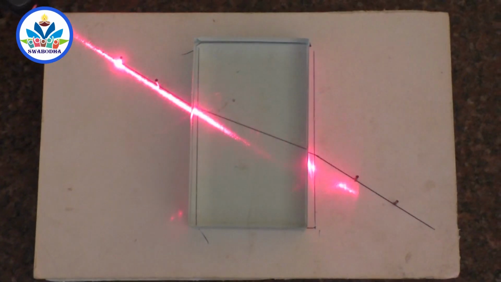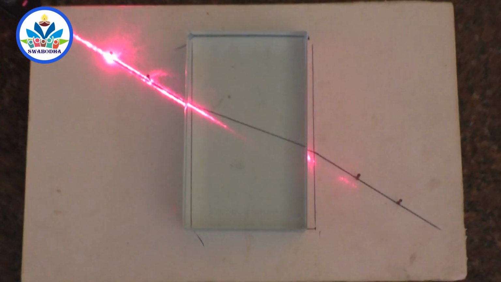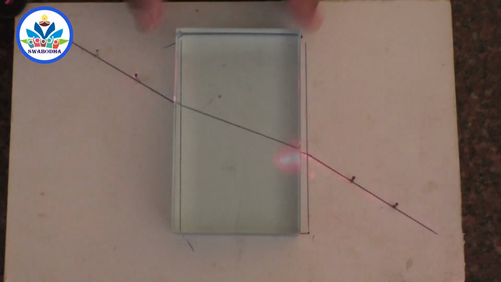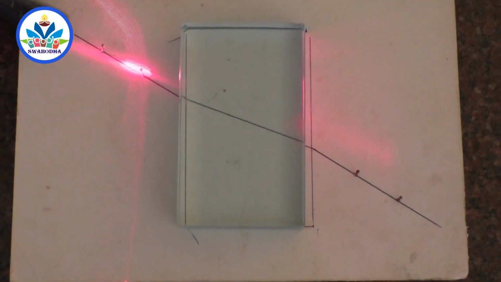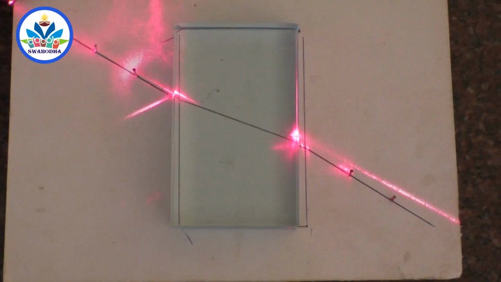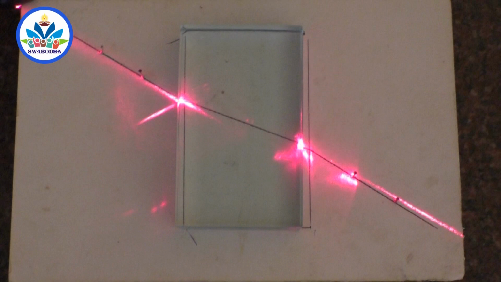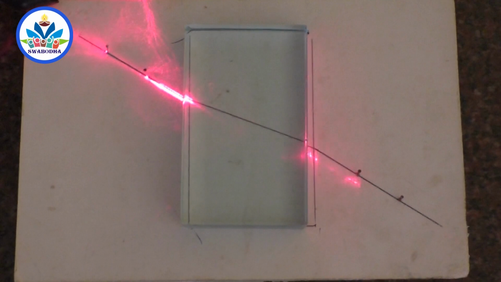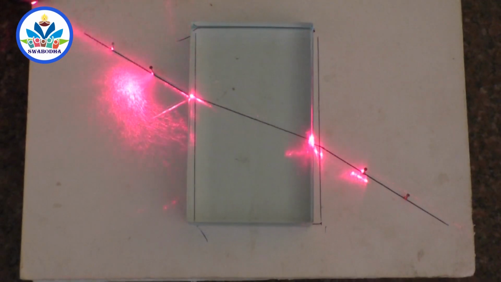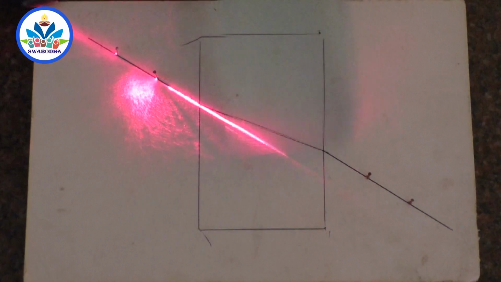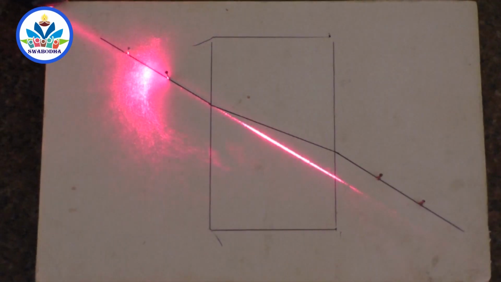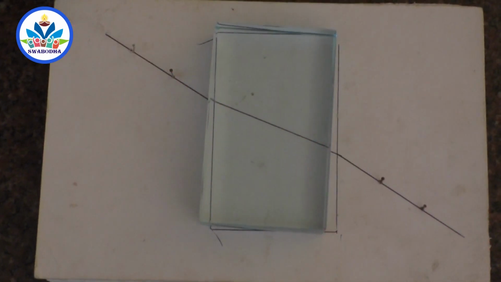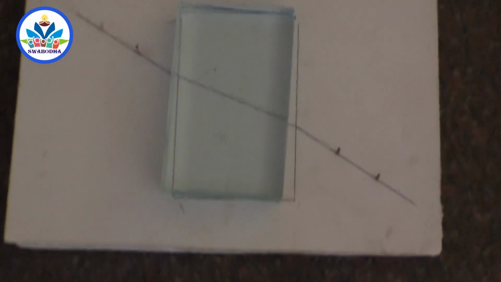Yeah, now it undergoes refraction. Yes, you can see the path almost now. And if I remove this, it moves in the same straight line. Right, so the refraction in a glass slab, you can see it here now. That is one of the things, and another one is total internal reflection.